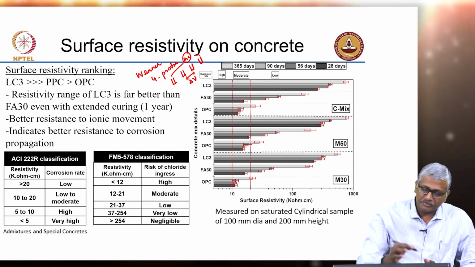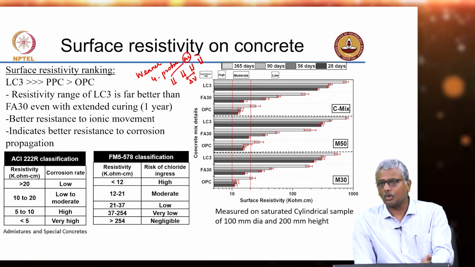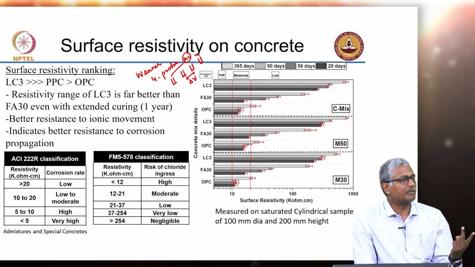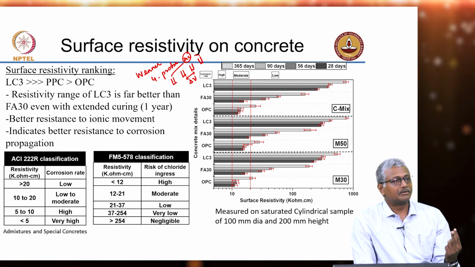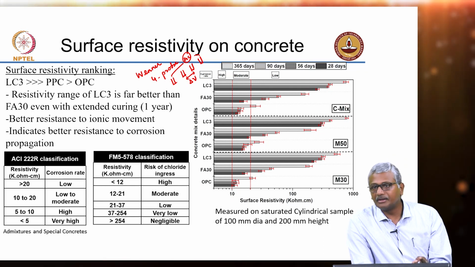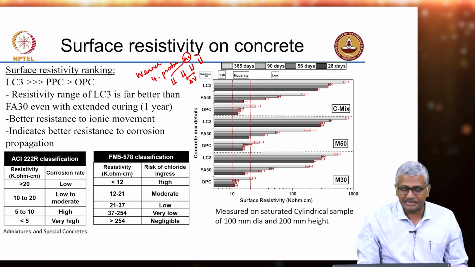I am not going to go to the specifics here, but once again please remember, when we are measuring resistivity or inverse of conductivity, again 2 components will come into play. One is the conductivity of the pore solution, the other is the actual interconnectedness of the porosity. So, you see here, this is what I was talking about.